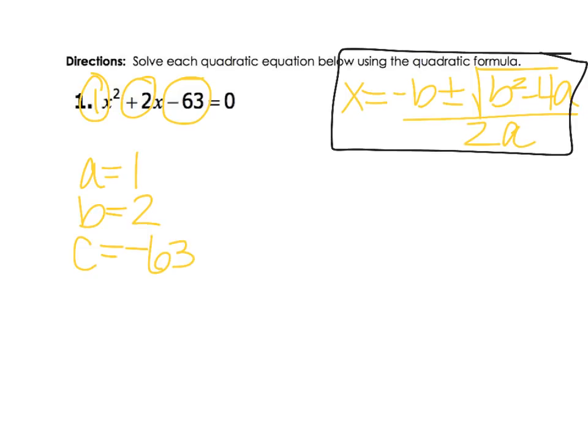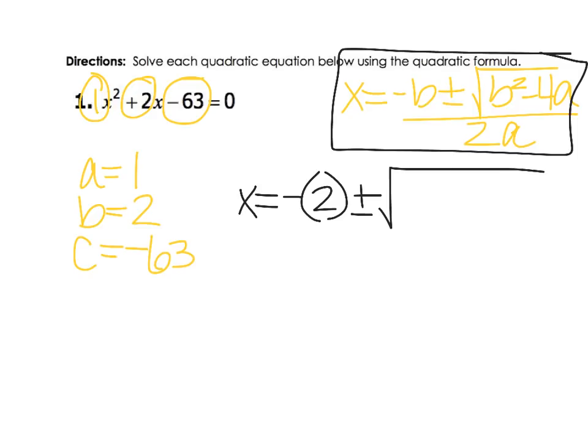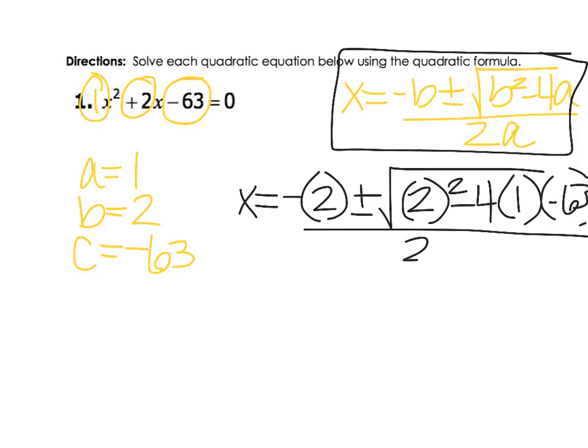So we end up with x equals negative b, and we always substitute things in using parentheses in case we're substituting in negative numbers. All right, plus or minus the square root of b squared minus 4 times a times c, all over 2 times a. All right, now we just simplify.